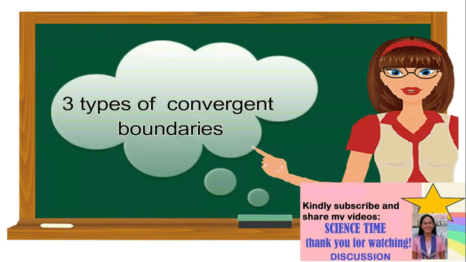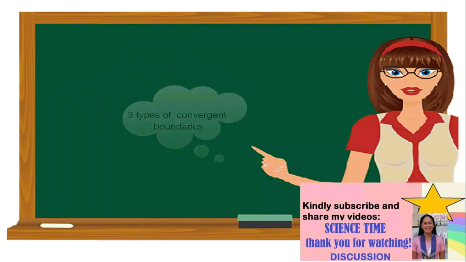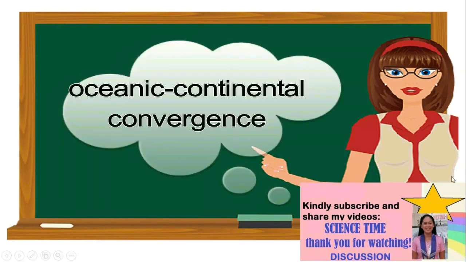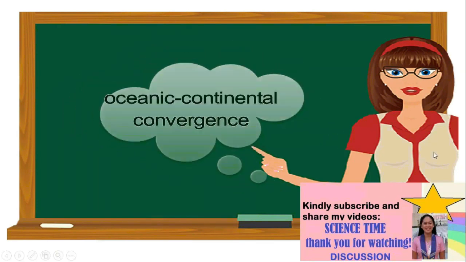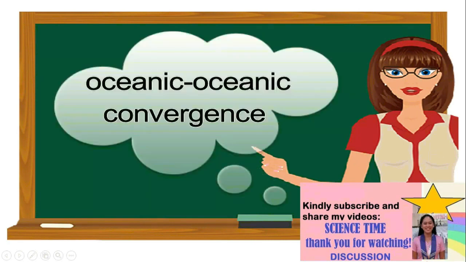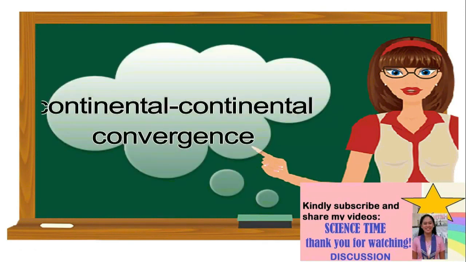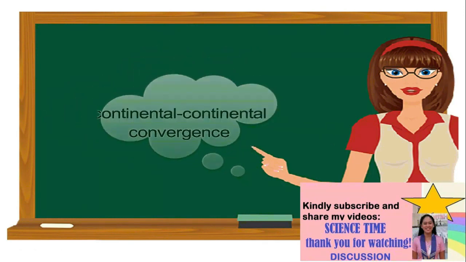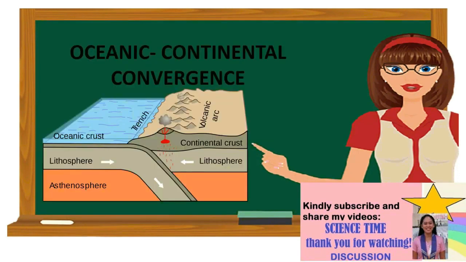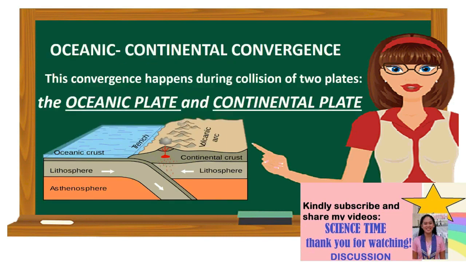There are three types of convergent boundaries: oceanic and continental convergence, oceanic and oceanic convergence, and continental and continental convergence. Let's start with oceanic and continental convergence. This convergence happens during collision of two plates. One has a continental edge while the other has an oceanic edge.